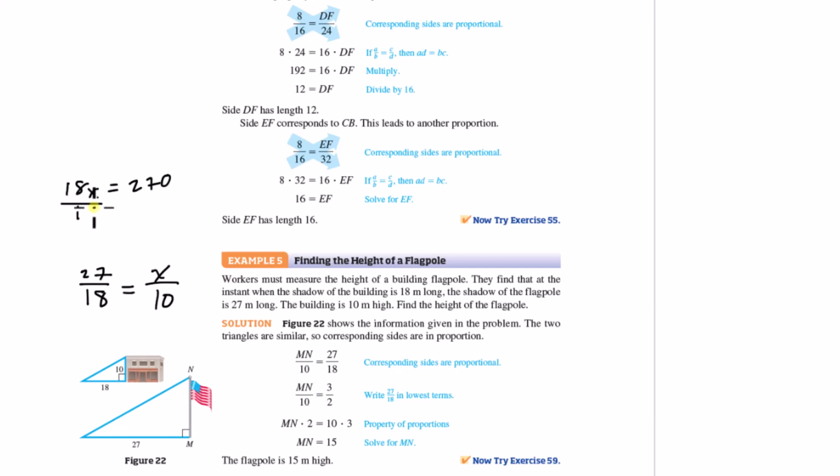You've got 18x is equal to 270. Divide both sides by 18. 270 divided by 18 is 15. So you can estimate that the flagpole is 15 meters high.